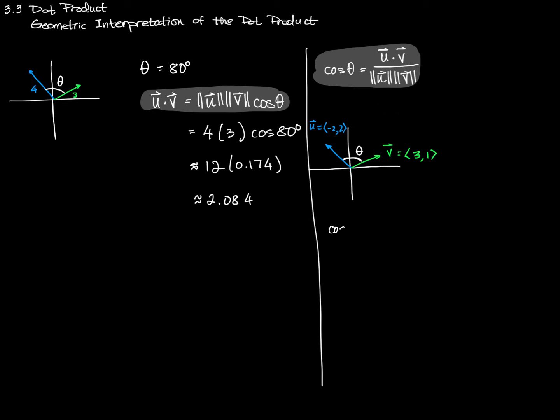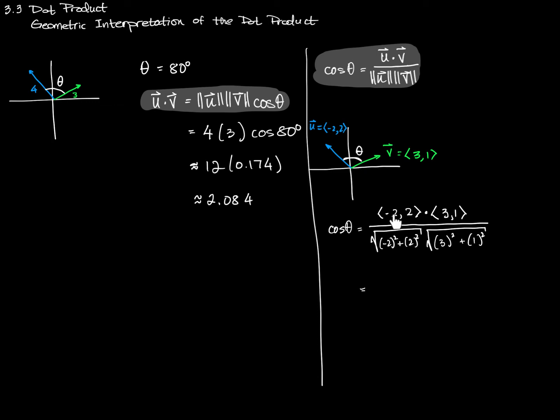The cosine of theta is going to be equal to the dot product of u with v divided by the magnitude of u times the magnitude of v. The magnitude of u is negative 2 squared plus 2 squared under the square root, and v is 3 squared plus 1 squared under the square root. And I'll do that arithmetic now.